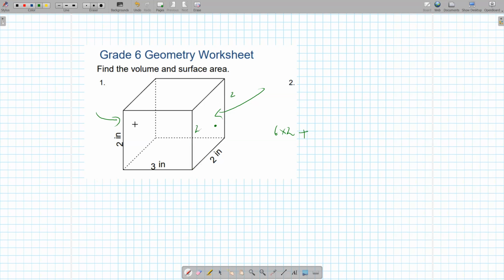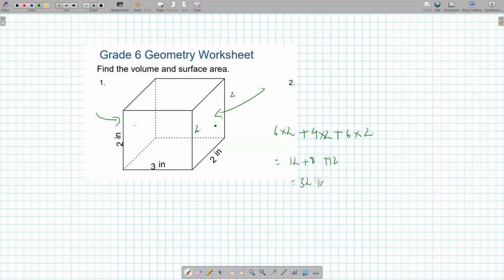So the left and the right, you see these? It's going to be 4 each. 2 times 2. 4 times 2 for left and right. What about up and down? 6. Yeah, 6. And there's also 2 of them, right? So what'll be the answer here? 6 times 2, 12, plus 8, plus 12, 32.